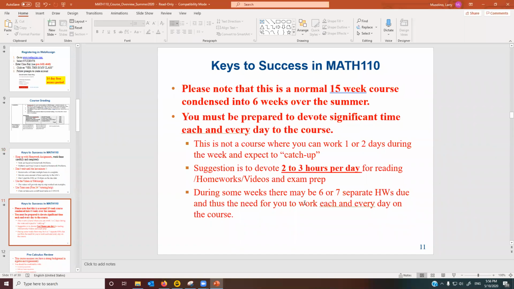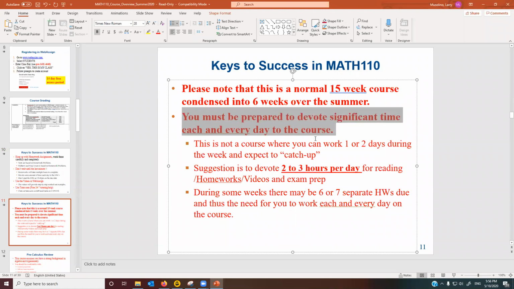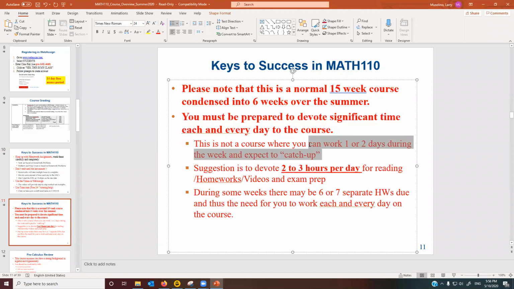All right, folks, a reminder, this is a 6-week summer course, but it's really the normal 15-week course condensed down. So we're going to be moving more than twice as quickly through the material. What that means is you must be prepared to devote a significant amount of time each day to the course. This is not a course where you can just work on Saturday or Sunday and expect to be able to catch up. That really is not going to be successful. My suggestion is to devote at least 2 to 3 hours per day for the reading in the textbook, the homeworks, the videos, and so on.